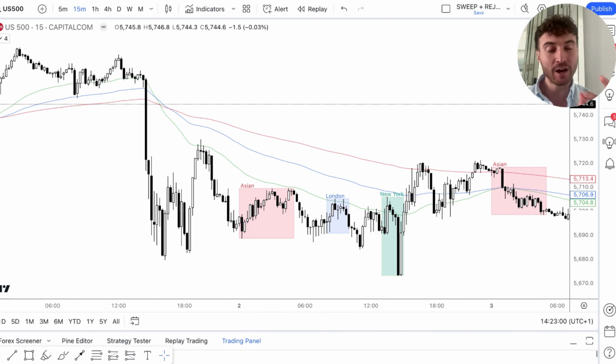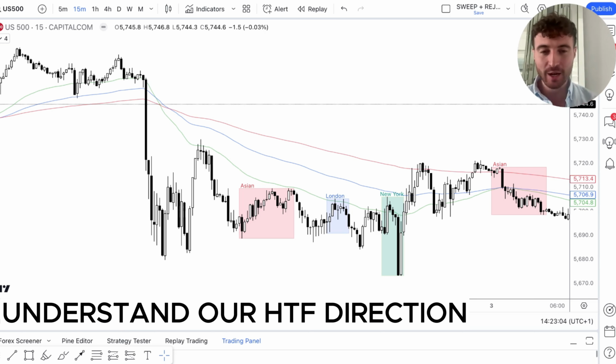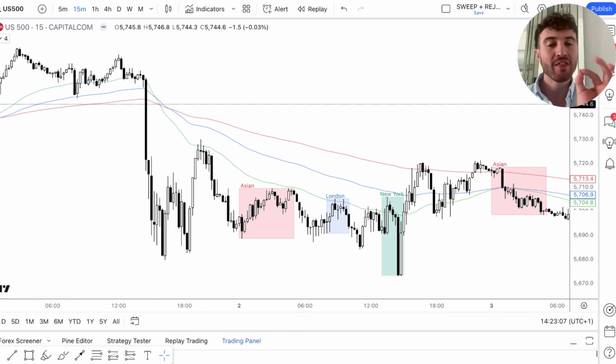So first off, let's have a look at a macro perspective so we can understand our higher time frame direction and understand the daily bias on which direction we are looking at trading.